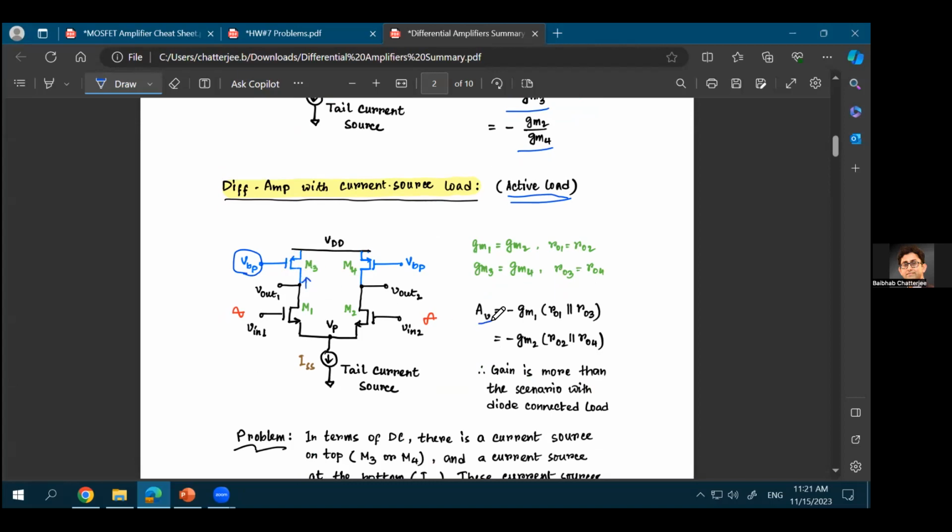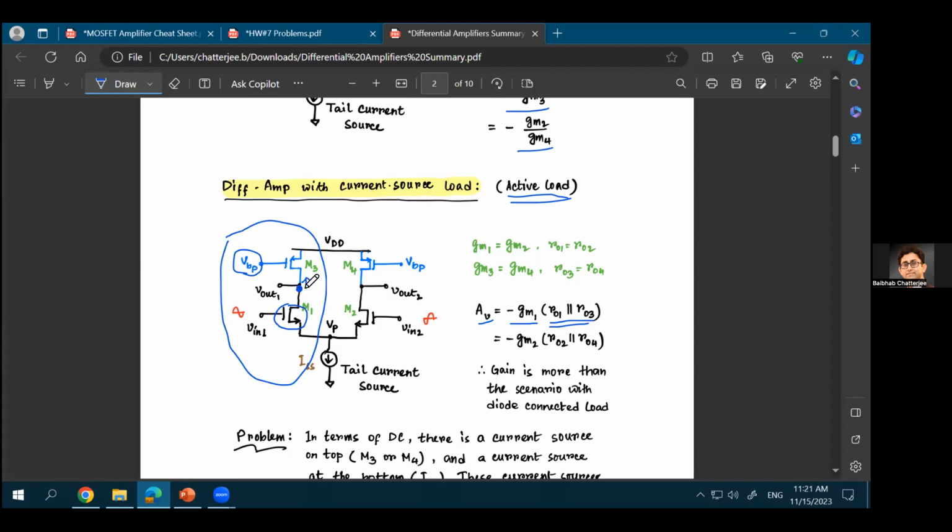So the overall gain in that case will be minus GM1 times RO1 in parallel with RO3. So you take the half circuit again, you do not need to analyze the full circuit. For this half circuit, which is again a common source, the gain will be GM1, which is the GM of the input transistor, multiplied with the resistance that's connected at the output terminal. What is the resistance that's connected at the output terminal?